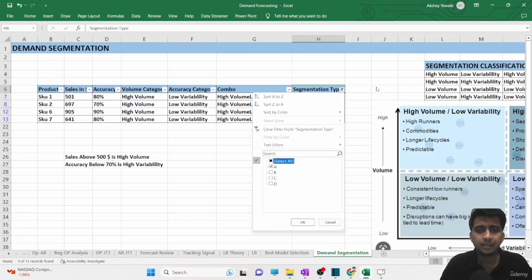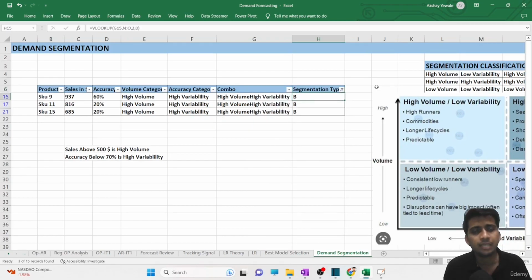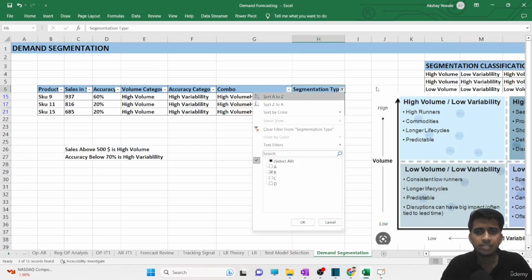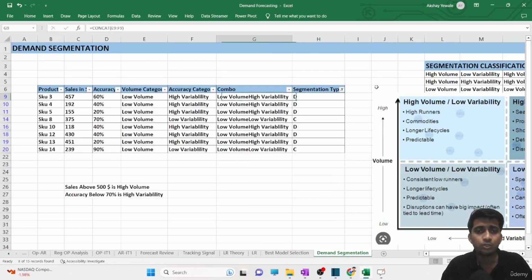Then there is the B category. This is the category where the volume is high and you see high variability in terms of forecast. This is where any stat analyst or demand planner should put maximum effort to make these products as predictable as possible, because these are high volume. Any gaps or errors in variability or accuracy would lead to huge implications down the line in the supply chain. Then the least effort can be put into the C and D categories, because these are the low volume ones.